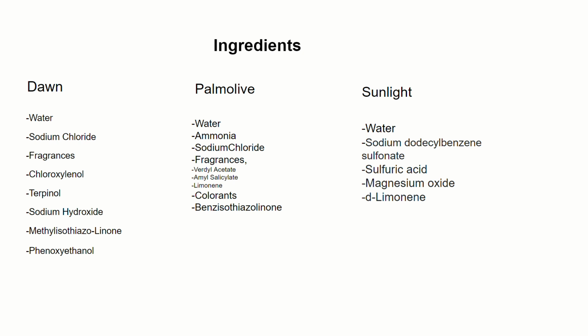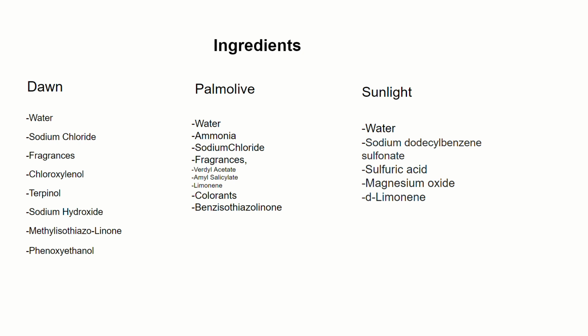For Dawn, it contains water, sodium chloride, fragrances, chloroxylenol, terphenol, sodium hydroxide, methylisothiazolinone, phenoxyethanol. For Palmolive, it contains water, ammonia, sodium chloride, fragrances, colorants, benzisothiazolinone. And then for Sunlight, it contains water, sodium dodecylbenzene sulfonate, sulfuric acid, magnesium oxide, and D-limonene.